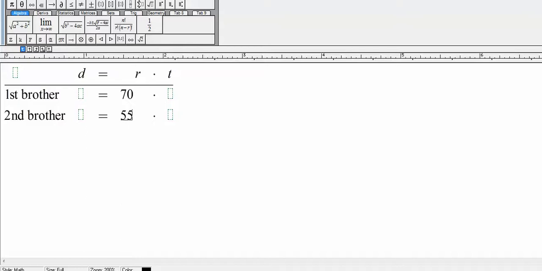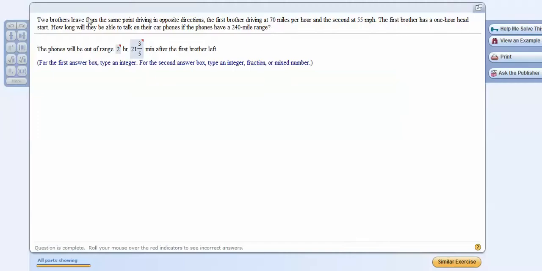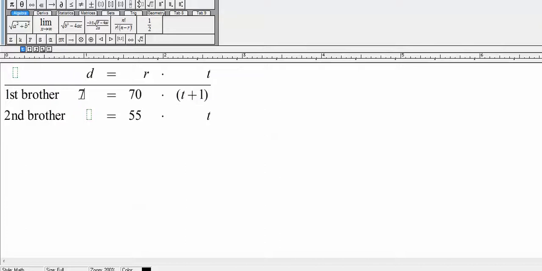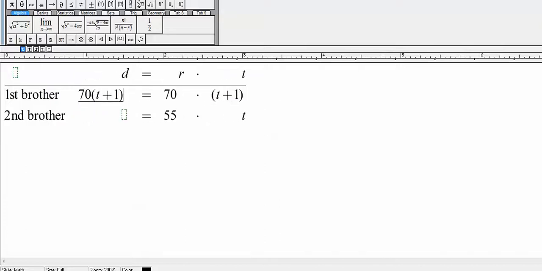Now the first brother, who's driving at 70 miles per hour, has a 1 hour head start. So if we let the second brother travel for time t, then the first brother is going to be t plus 1. Now, since distance equals rate times time, the first brother's distance will be the product of his rate and time, or 70 times t plus 1. And the second brother's distance will be his rate times his time, which is 55t.